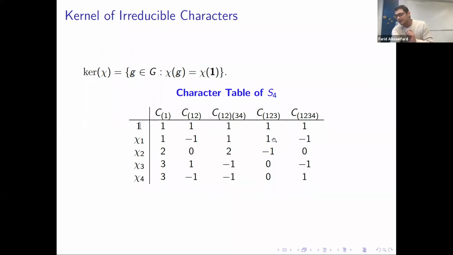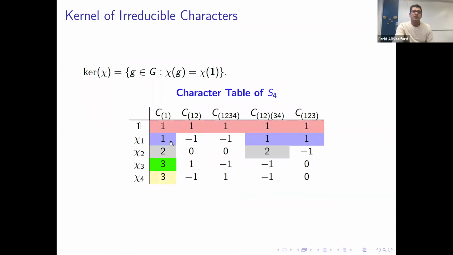Okay, and the kernel. In the next talk, I will refer to the kernel a lot. The kernel of a character is those elements g in G for which the value of the character at g is equal to the value of the character at 1. For example, if we look here, the kernel of chi1 is these 3 conjugacy classes. Why? Because chi1 of 1 is equal to 1, and chi1 of each element here is equal to 1. So these 3 elements are in the kernel of chi1.